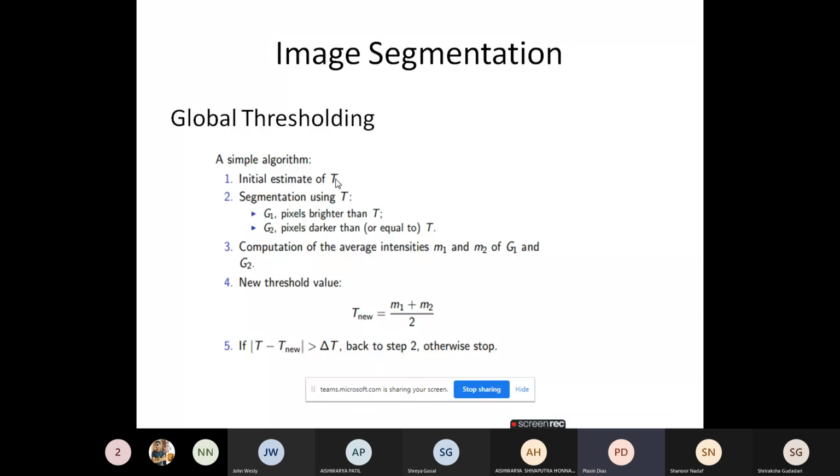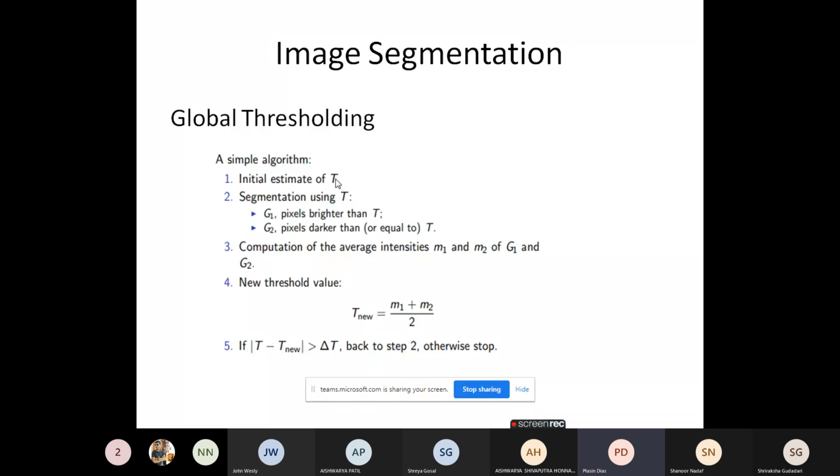Then compute the new threshold value, which is the average of those two means obtained in the previous step, isn't it? Then you repeat this step, every time finding the difference between T and T new. Whenever the difference is greater than delta T, you go back to the previous steps to evaluate the new T. Otherwise, you stop.